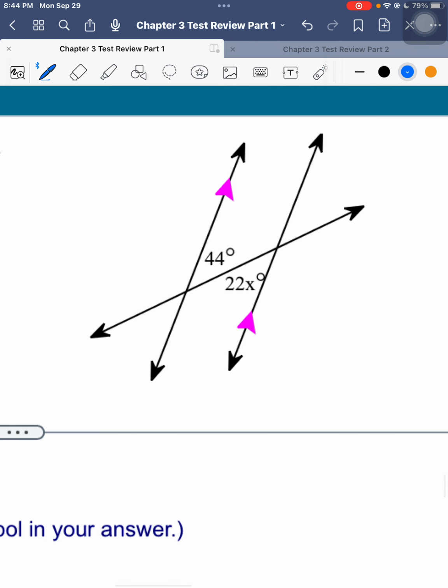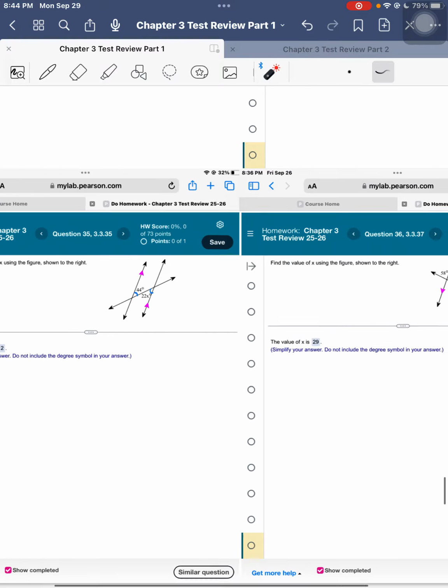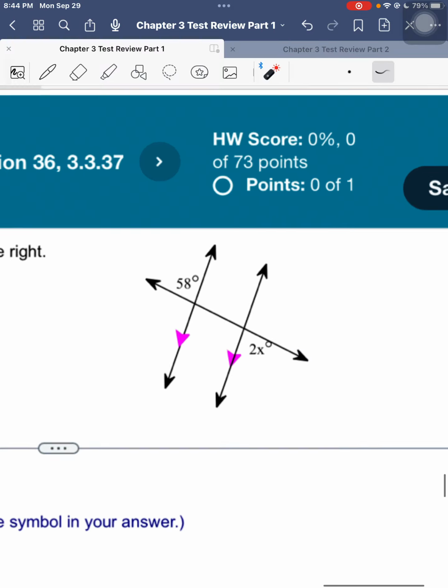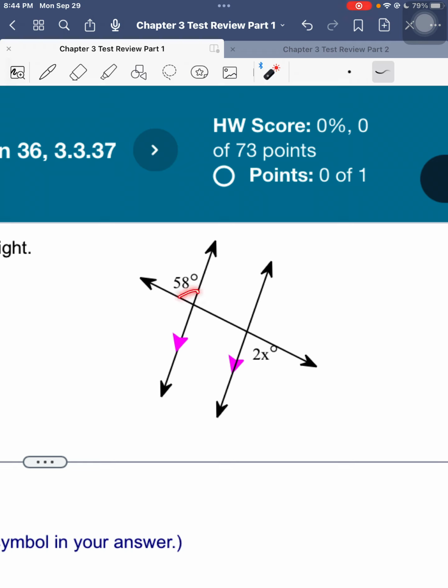Same thing, so I'm going to leave that for class because I don't really want to go over it right now. It's better in person. So this 44 degrees and this 22x degrees are what of each other? These are just alternate interior angles. And if these alternate interior angles are on parallel lines, then these two are just equal to each other. So 44 is equal to 22x, so my x is just what? 2.